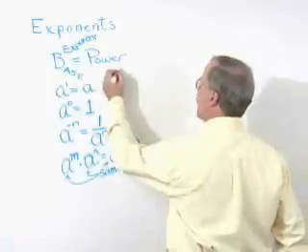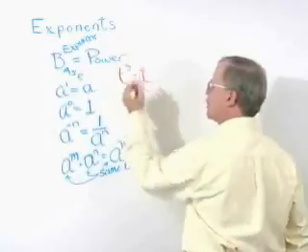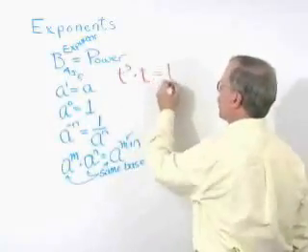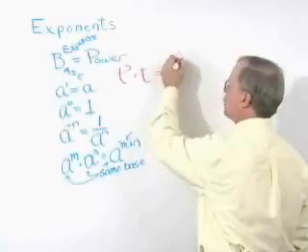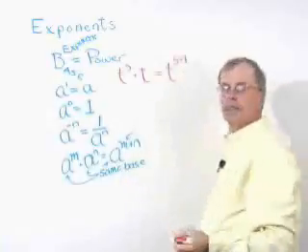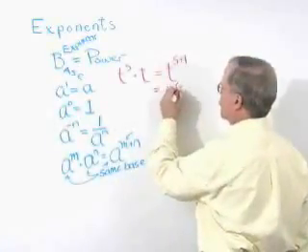So suppose we have t to the 5th times t. What do we have here but t to the 5 plus what? Well, we assumed it was a 1. So that's 5 plus 1. That's t to the 6th.